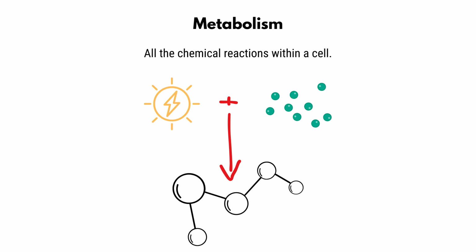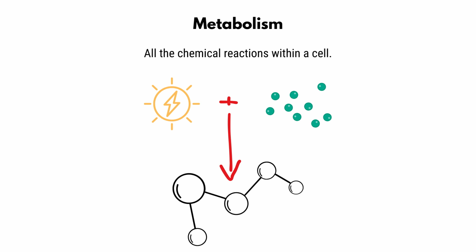And to speed up these chemical reactions, enzymes are proteins that are able to catalyze, which means speed up, these metabolic reactions. Now we'll talk more about viruses later, but since viruses lack their own metabolism, that is the reason why they are not considered to be alive. Now there are two types of metabolism. There is an anabolic reaction and a catabolic reaction.